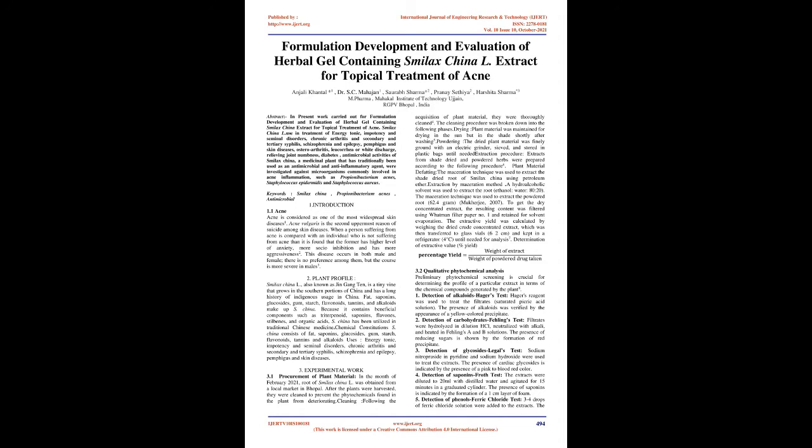Uses: energy tonic, impotency and seminal disorders, chronic arthritis and secondary and tertiary syphilis, schizophrenia and epilepsy, pemphigus and skin diseases. 3. Experimental work. 3.1 Procurement of plant material. In the month of February 2021, root of Smilax China L was obtained from a local market in Bhopal. After the plants were harvested, they were cleaned to prevent the phytochemicals found in the plant from deteriorating. Cleaning: following the acquisition of plant material, they were thoroughly cleaned. The cleaning procedure was broken down into the following phases.